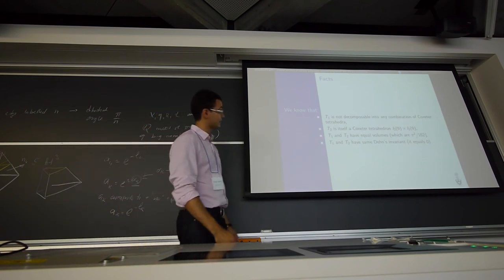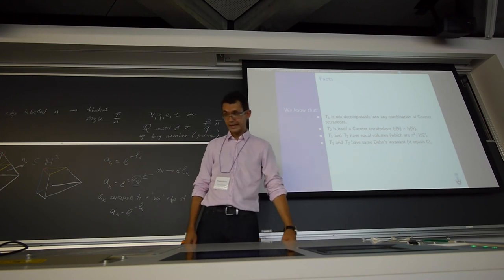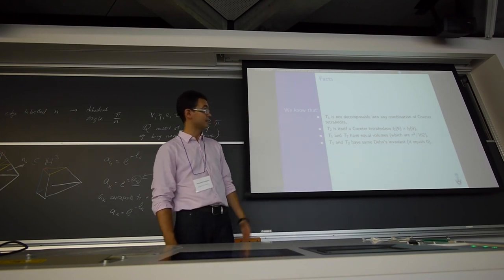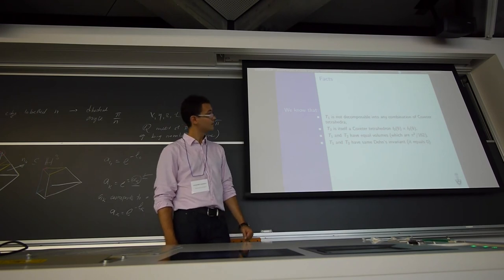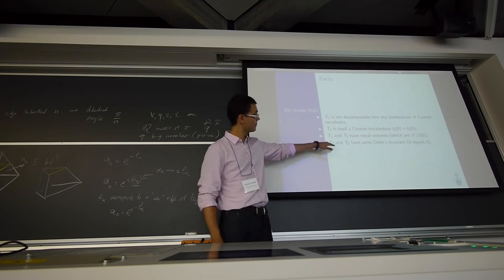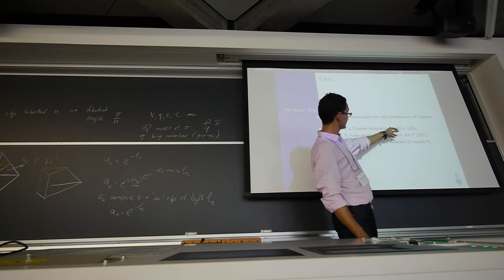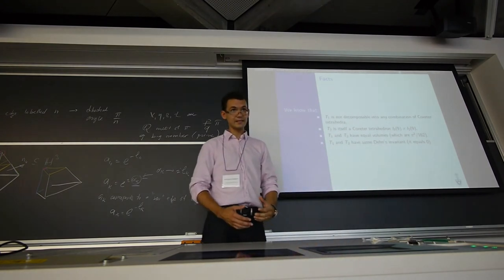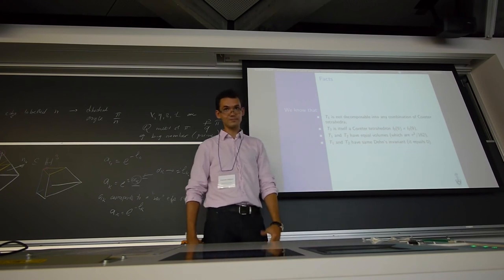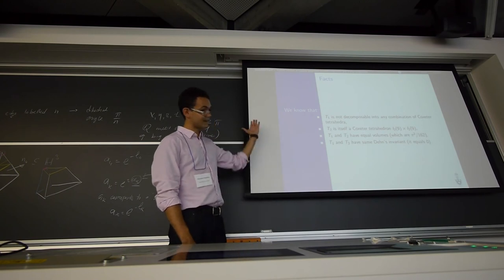And the following facts hold true for T1 and T2. So T1 is not decomposable into any combination of Coxeter tetrahedra, and T2 is a Coxeter tetrahedron. T1, T2 are both rational tetrahedra, so their Dehn invariant is zero. T1 and T2 have equal volumes. So for the Coxeter tetrahedron, there is a classical formula. For T1, which is very far from being Coxeter, we can use our formula from the fact.